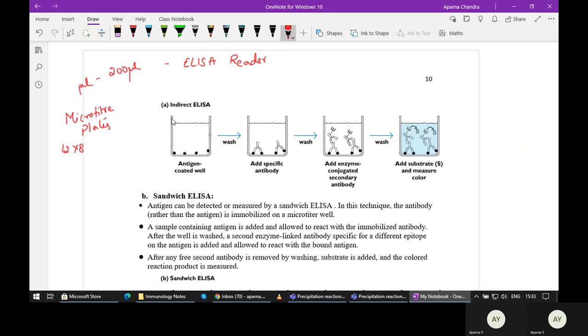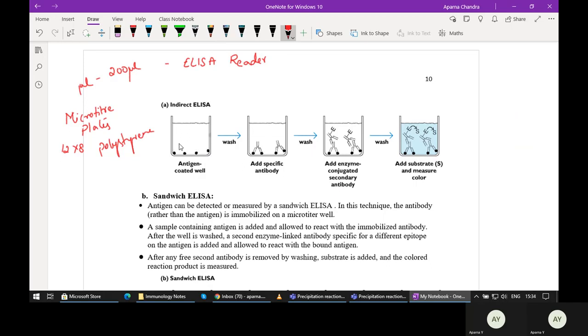So what you are doing in indirect ELISA, you will take a micro titer plate. In that micro titer plate, you will coat the well with an antigen. That means you are adding, and these micro titer plates are made up of polystyrene compounds, so plastic. So when you are adding an antigen into the well, the antigen gets coated onto the bottom of the well. You will incubate it for some time, the antigen will get coated. Then you will wash the buffer.